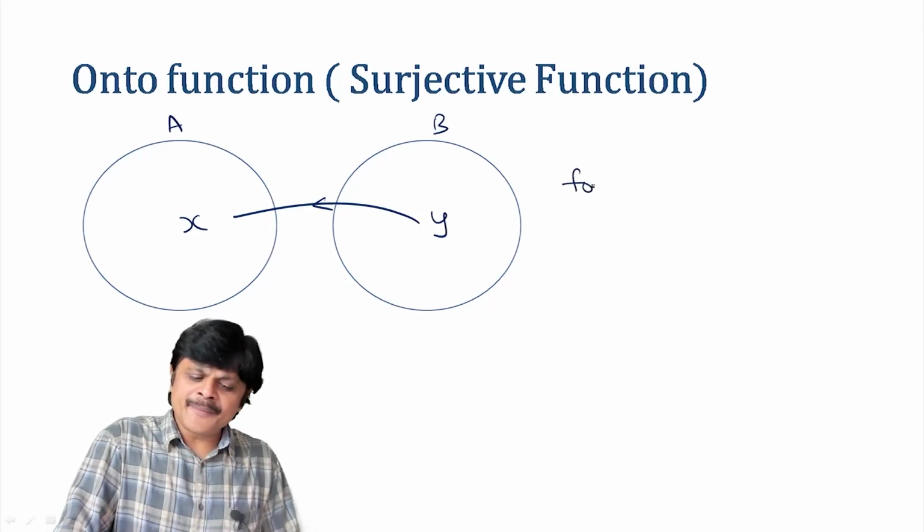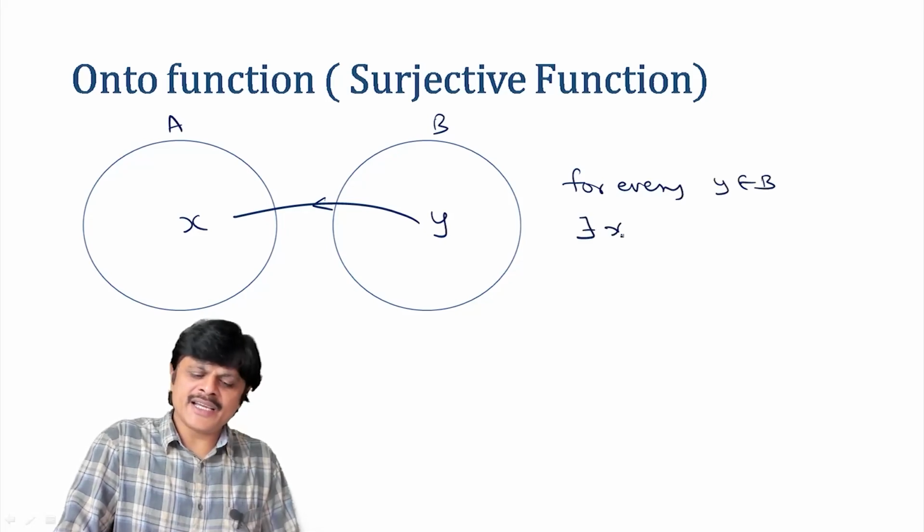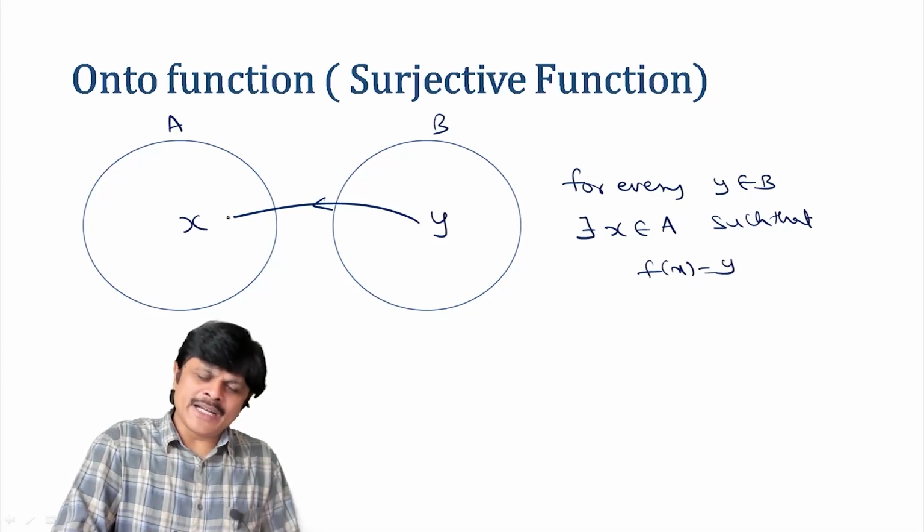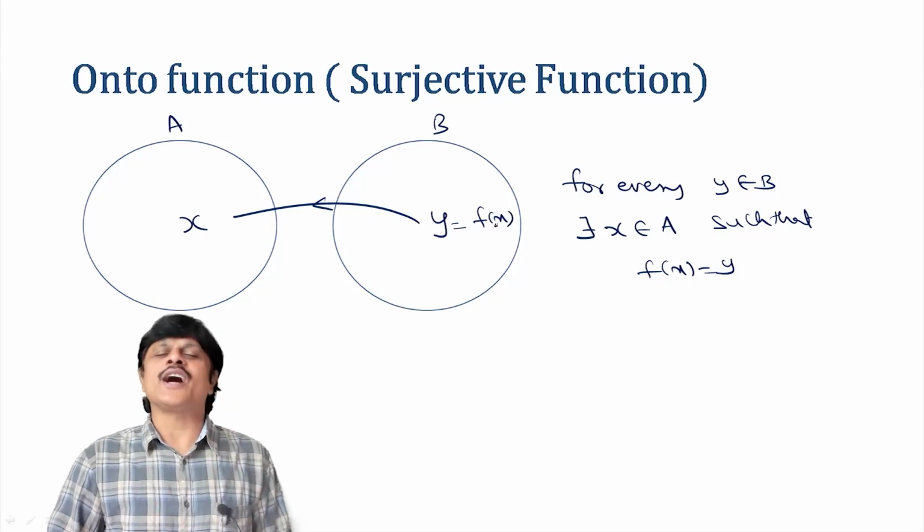For every y in B, there exists x in A such that f(x) is equal to y. We are able to find this x such that this y is f(x). Then we call it an onto function.